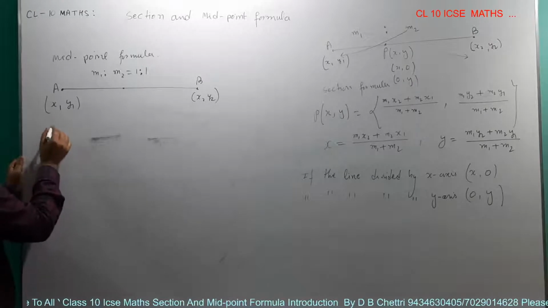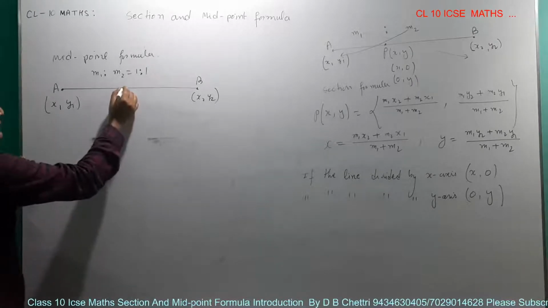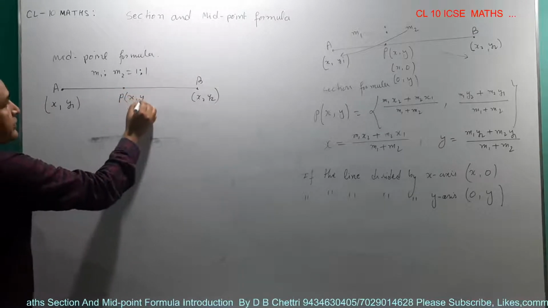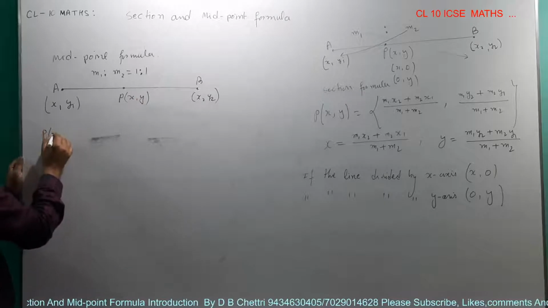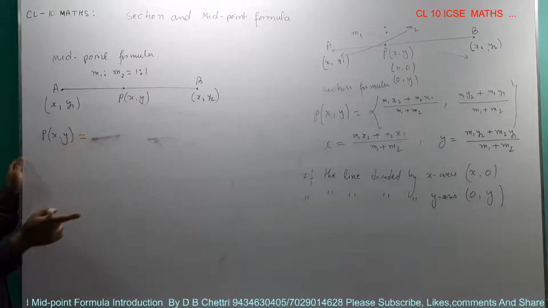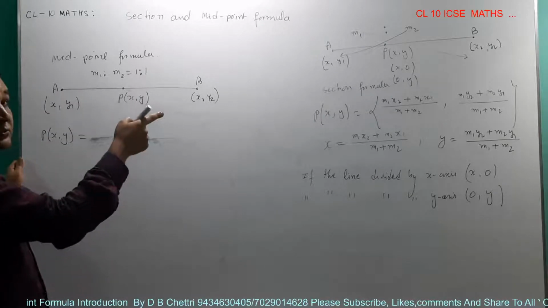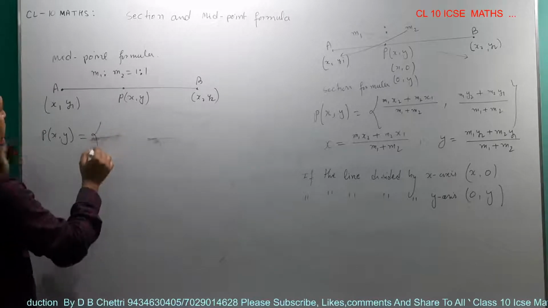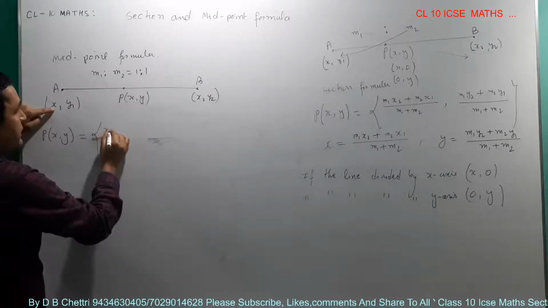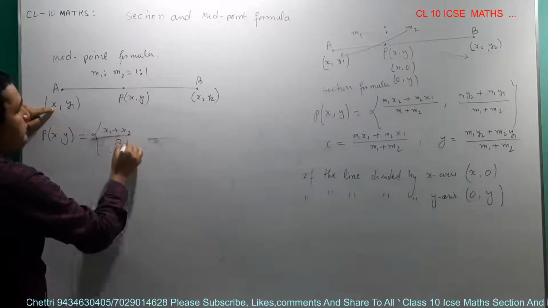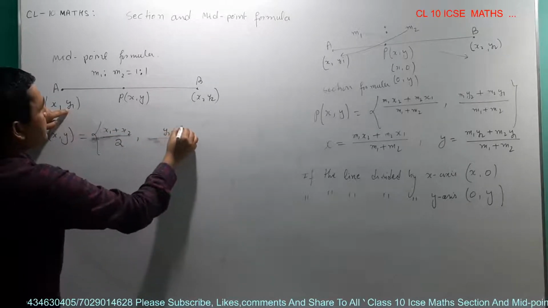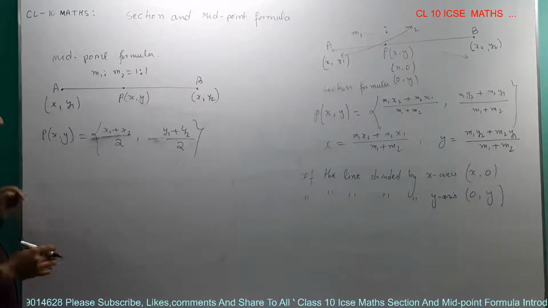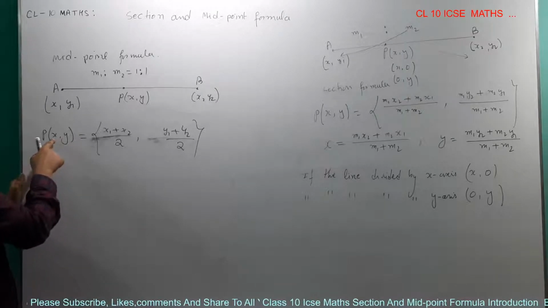Suppose the midpoint is always represented by P in general. You can use any letter, then x, y. If you want to find the coordinate x, y by the midpoint formula, it is very easy. I already said how to get the midpoint formula from the section formula: just replace m1 and m2 by 1, 1. Otherwise, you can write directly x1 plus x2 divided by 2, then y1 plus y2 divided by 2. This is the way of finding the values of x and y together.